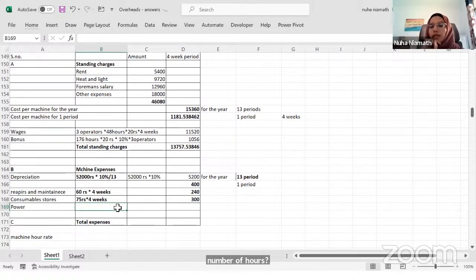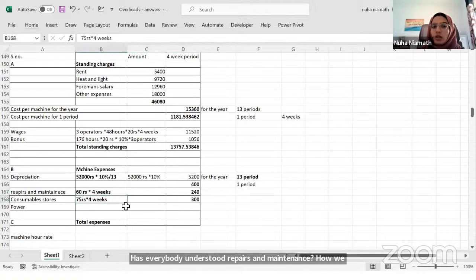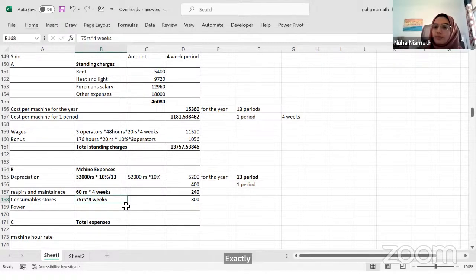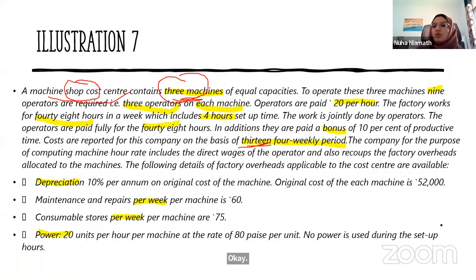Is everybody following? Is anybody confused somewhere or stuck somewhere? I'm not seeing any responses. Has everybody understood repairs and maintenance? How we arrived at 240? Have you understood consumable stores? Okay. How about the others apart from Archana and Amal Krishna? I don't see any response from the others. Is everybody following? Clear. Okay.